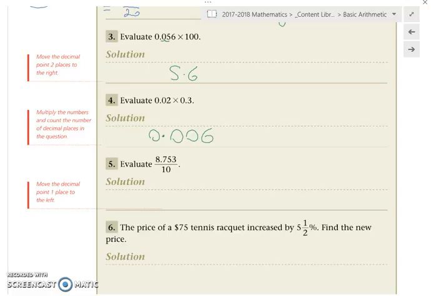All right, next one. 8.753 divided by 10. Which way do we move the decimal place this time? Left. How many places do we move it? 1, because it's dividing by 10. If it was dividing by 100, you'd go 2 decimal places to the left. We've got a decimal system. The amount of zeros that you're timesing by, like 10 is 1 zero, 100 is 2 zeros. You're just moving the decimal place.